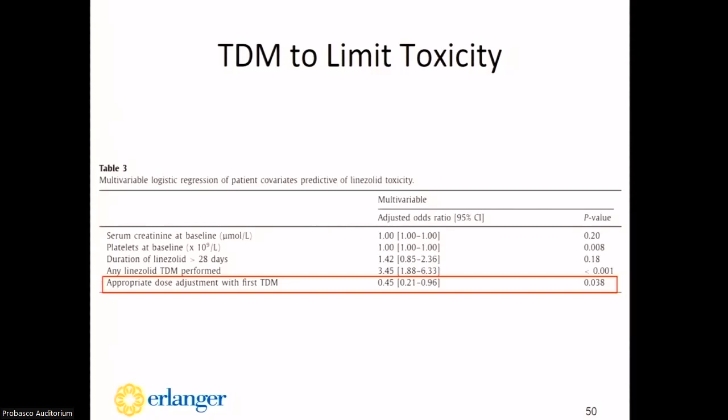And as expected, patients who experienced toxicity had higher baseline serum creatinine and lower baseline platelet counts, as well as longer durations of therapy. Now, when we look at factors associated with linezolid toxicity in the study, the results showed that appropriate linezolid dose adjustment with the first therapeutic drug monitoring significantly decreased odds of toxicity with an adjusted odds ratio of 0.45. So the authors concluded that the increased odds ratio seen with any linezolid therapeutic drug monitoring suggests that drug concentrations were obtained more frequently in patients experiencing toxicity.